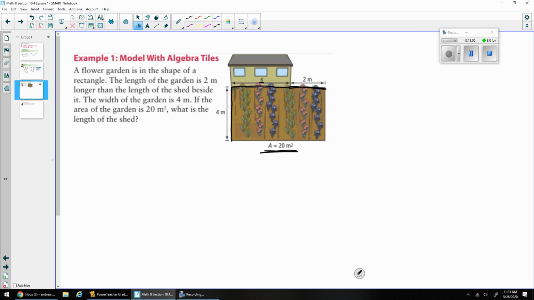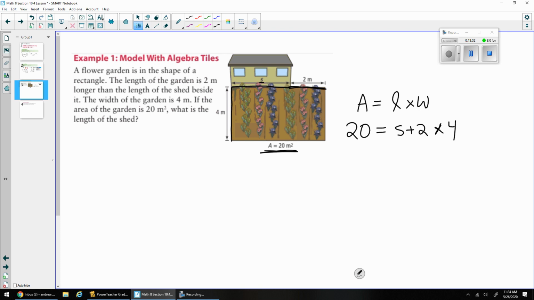So we know that the area of a rectangle is equal to length times width. Okay, well in this case, we know that the area is 20. We know that the length is S plus 2. And we know that the width is 4. Okay, so now I just wrote S plus 2 times 4.